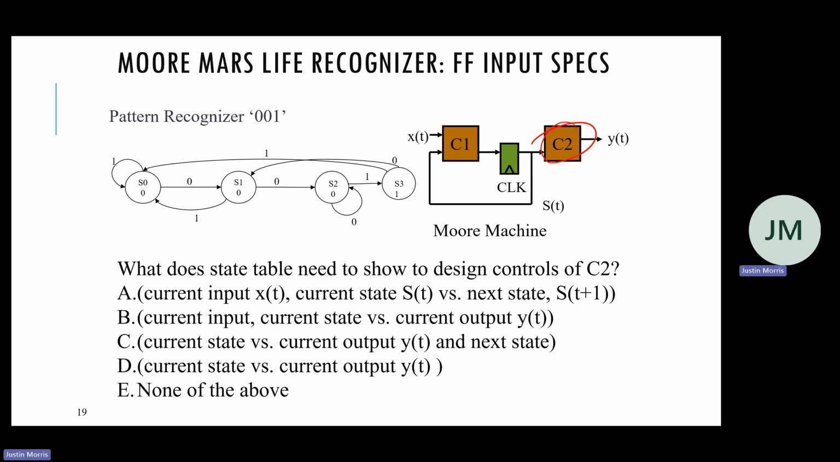So last time we answered B, right? Input, state, output. But now we don't have input as part of the input into this combinational logic block, right? It just has the current state. And then the output is the output. So we only need current state and outputs for a Moore machine in order to implement this logic. Is that clear?